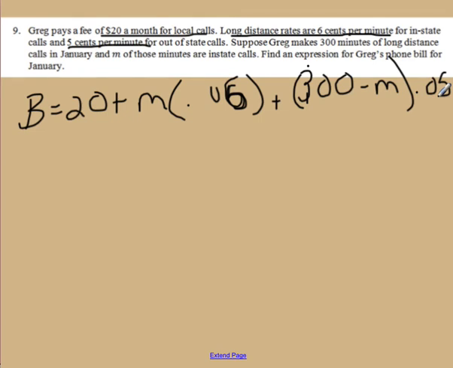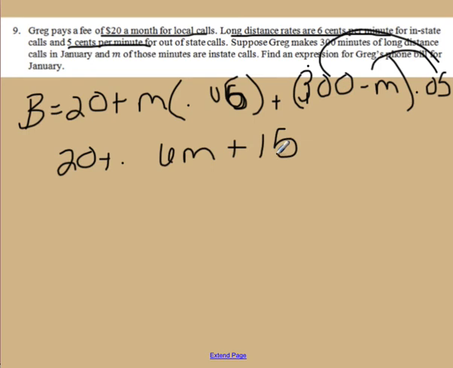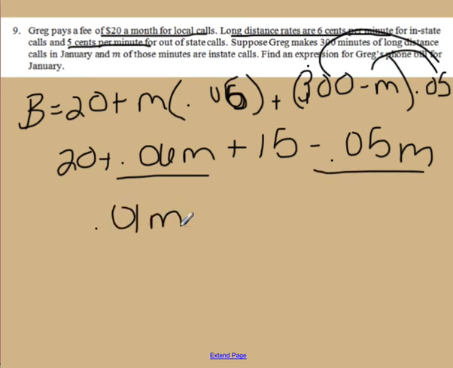So now we want to simplify this expression. So I have 20 plus 0.6m. Now I want to take this 0.05 and distribute it. So 300 times 0.05 is 15. Then 0.05 times a negative m is a negative 0.05m. So now I need to combine like terms. 0.06m minus 0.05m is just going to be 0.01m for our bill, and then 20 plus 15 is 35. So what does this tell us?